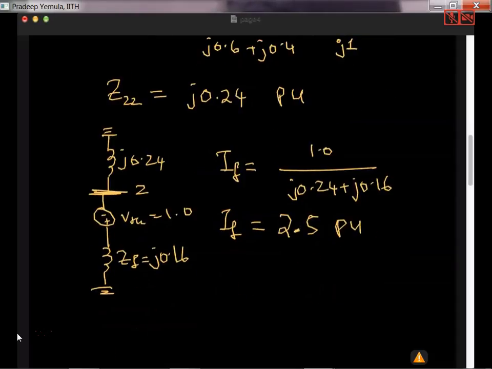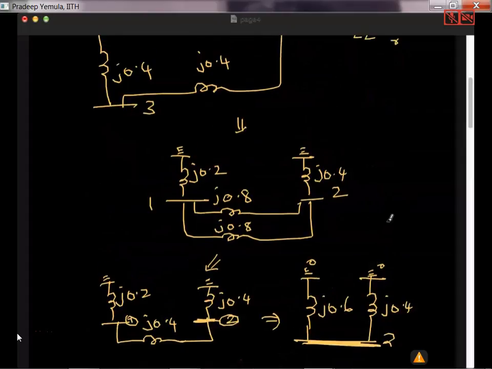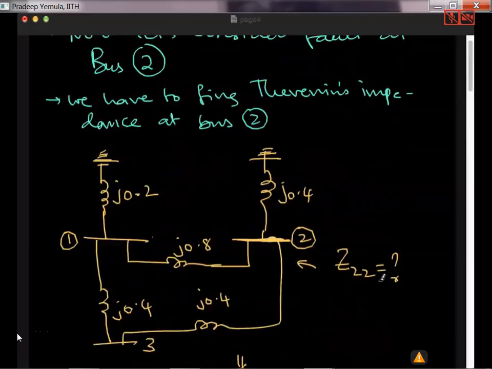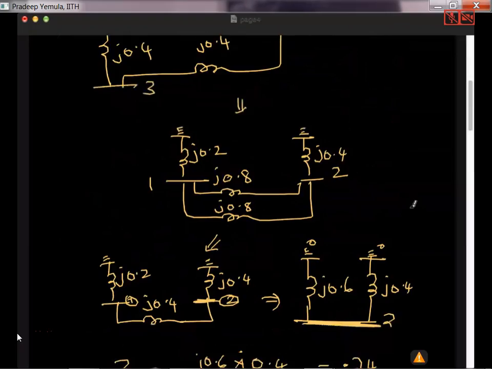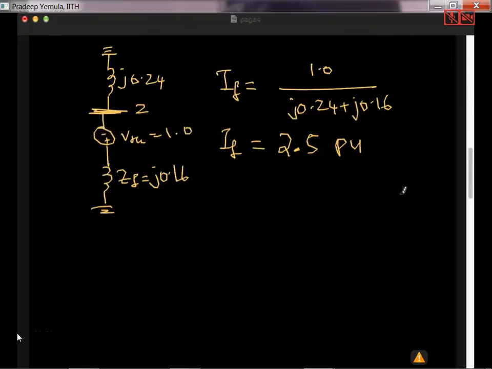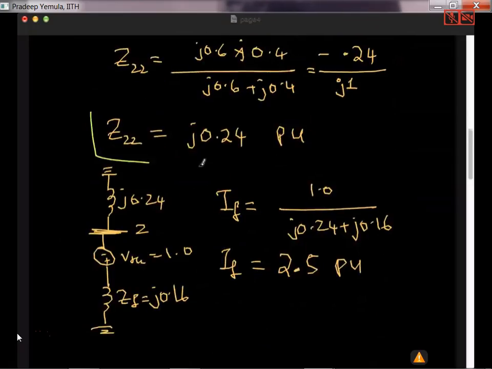I hope again you are able to follow this. I have not done anything beyond basic circuit analysis. Just simply find the Thevenin's impedance and then find the fault current. Just remember this also, Z22 is J0.24.